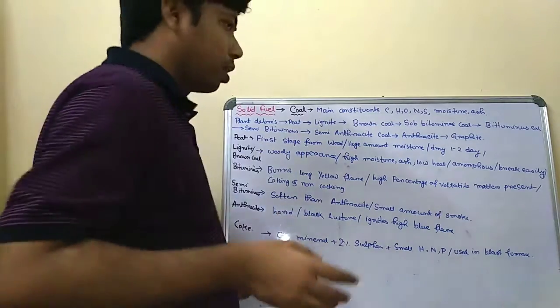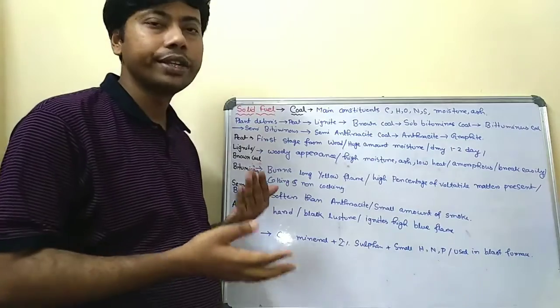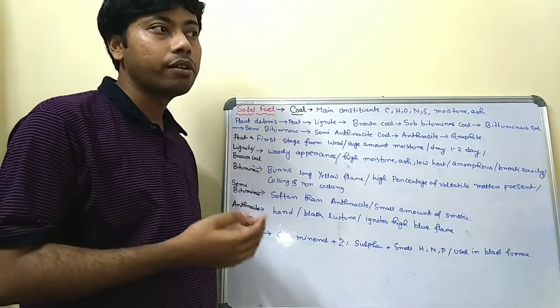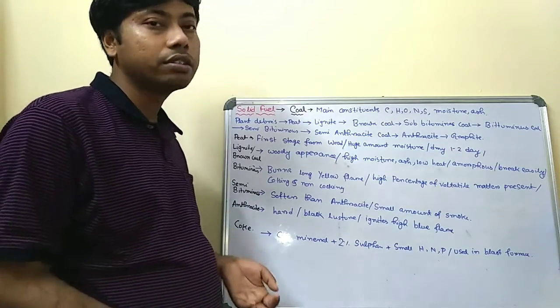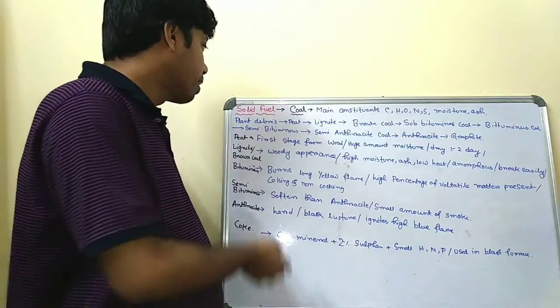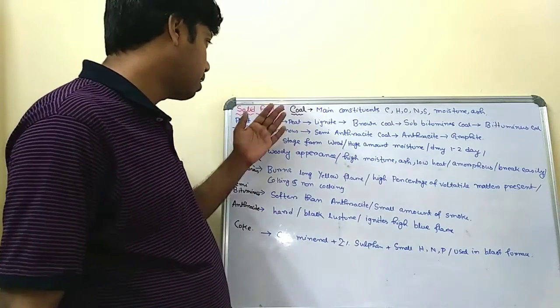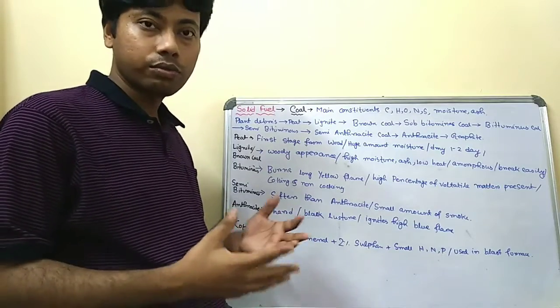Now, solid fuel. As we know, fuel is of three types: solid, liquid, and gaseous, depending on the condition of the fuel. If it is in solid condition, it is solid fuel; if it is in gaseous condition, gaseous fuel. Now, solid fuel is first of all coal. So coal is one type of solid fuel.